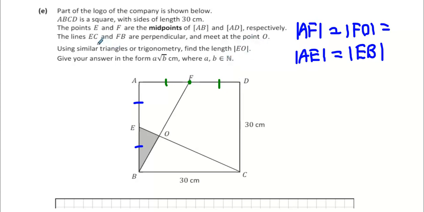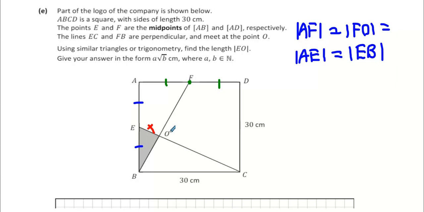The lines EC and FB are perpendicular. That means Pythagoras' theorem is a go, because they're all going to be 90 degrees, aren't they? So Pythagoras' theorem or SOHCAHTOA is in play. Next thing: using similar triangles or trigonometry, find the length of EO. So we call EO X, so X is our target. Now, similar triangles.